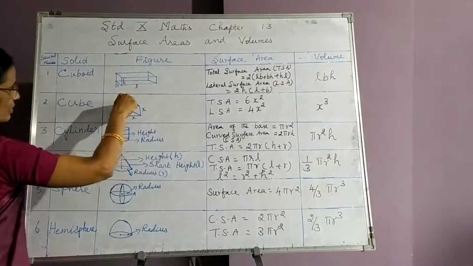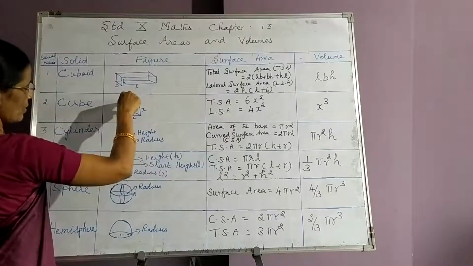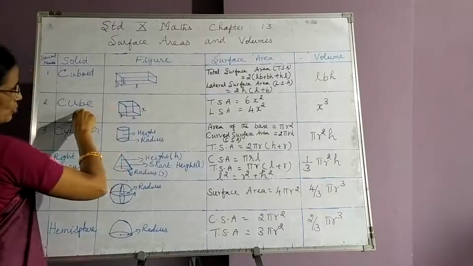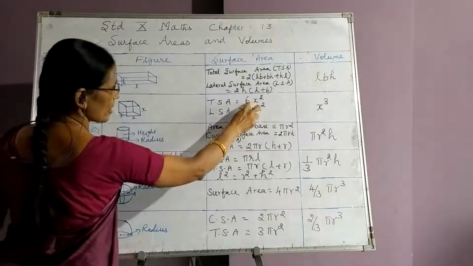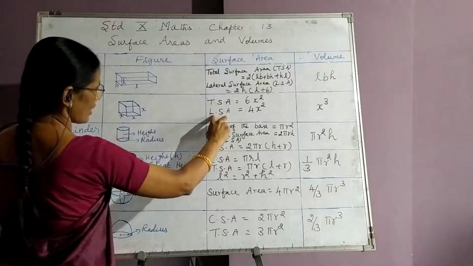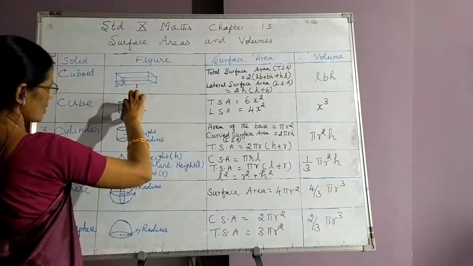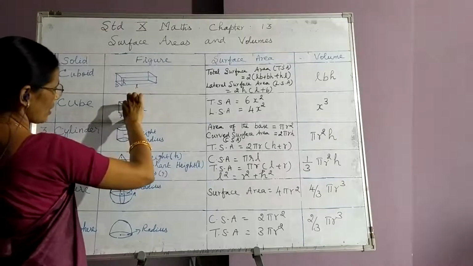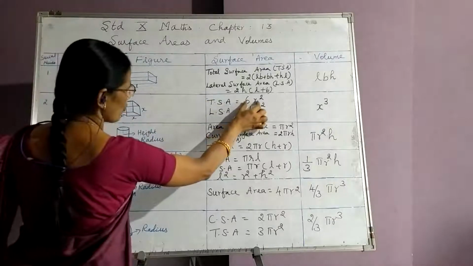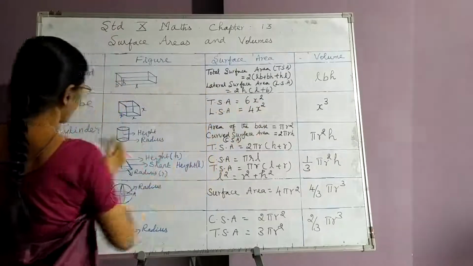What is the area of square? It is side square. Side is X, therefore X square. But there are 6 faces for a cube. Therefore, total surface area becomes 6X square. What is lateral surface area? Top and base are excluded. Top is 1 X square, base is also another X square. So, 2X square if we exclude from total surface area, we get lateral surface area.